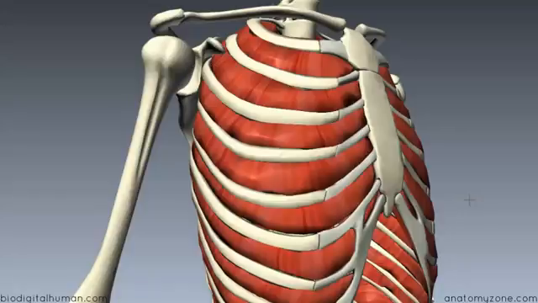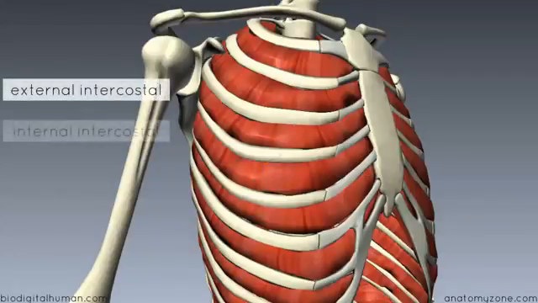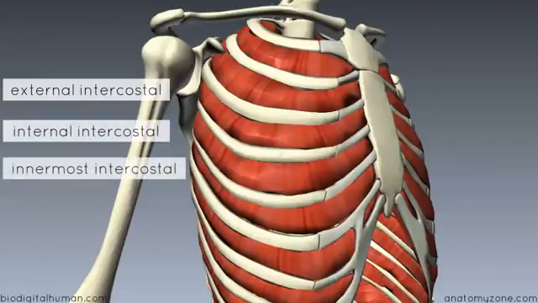spaces. So you've got three muscles, three layers of muscles that lie in this intercostal space. The intercostal spaces are the spaces between the ribs, and the three muscles that you have are the external intercostal, the internal intercostal, and then you've got the innermost intercostal muscle. So that's from superficial to deep.